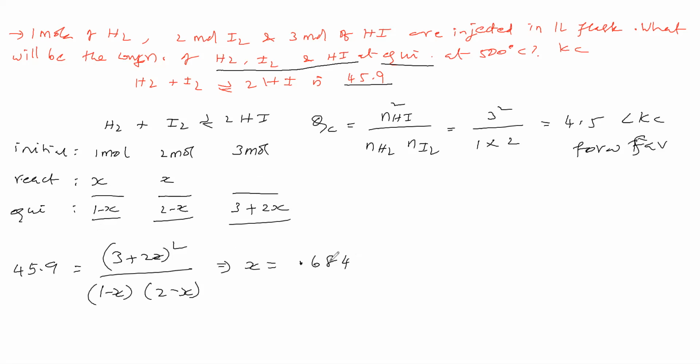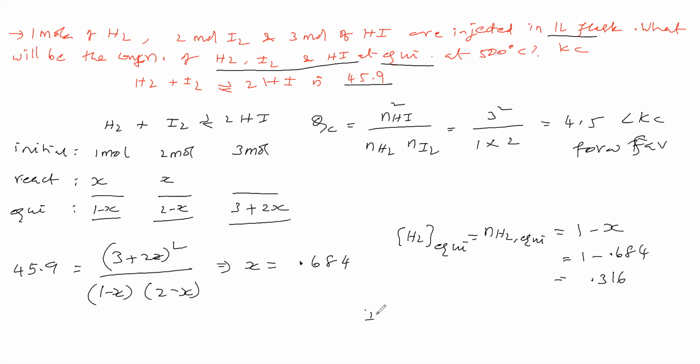So we got x. From x, we can find the number of moles of H2, I2 and HI at equilibrium. Concentration of H2 at equilibrium is equal to number of moles of H2, because volume of the flask is 1 liter. Number of moles of H2 is 1 minus x, that is 1 minus 0.684.